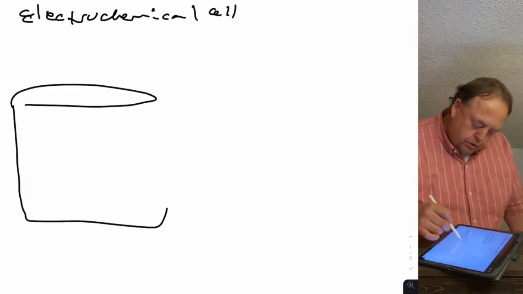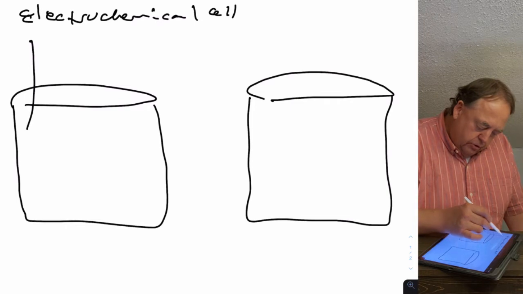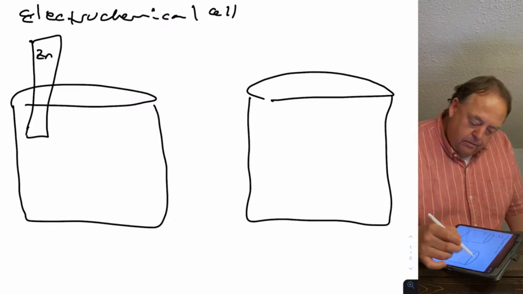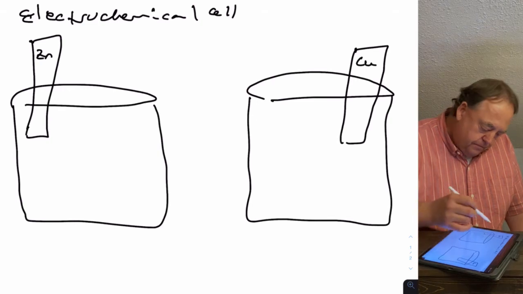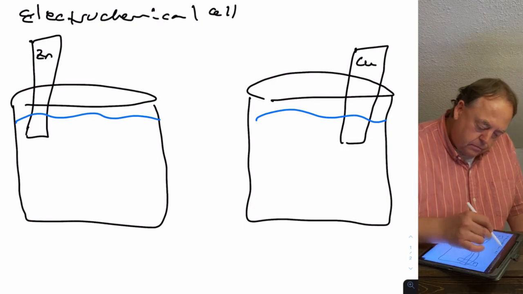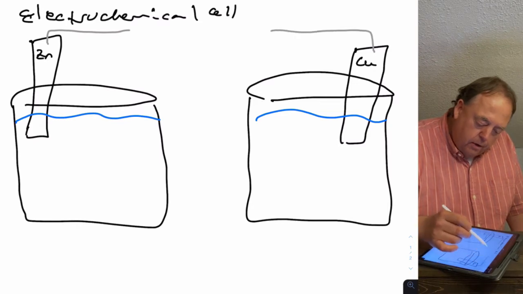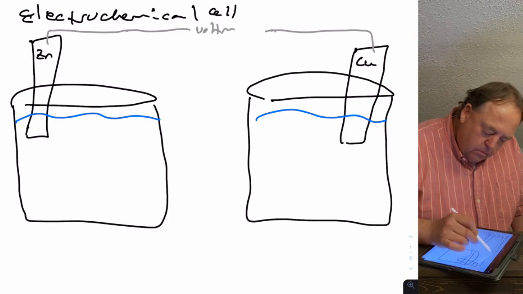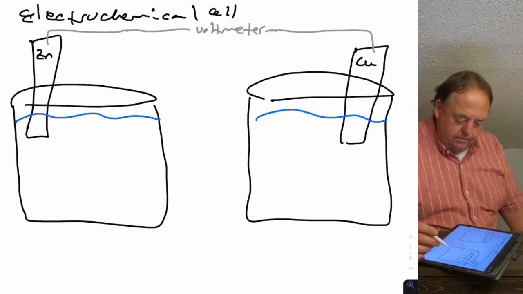So basically, if we set up a couple solutions, so if we put a strip of metal in here, so maybe this is zinc metal, and put a strip of metal in here, so maybe this is copper, and if we're in an aqueous solution, then we can connect the two with a wire, and then maybe in the middle of this wire is a voltmeter, or it could be a light bulb or an appliance, something like that.